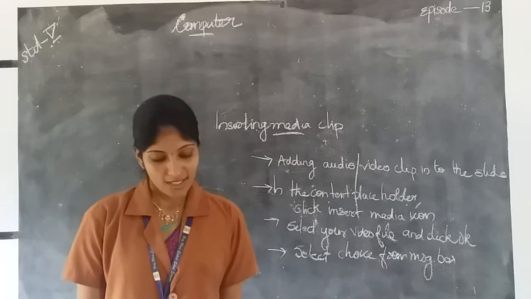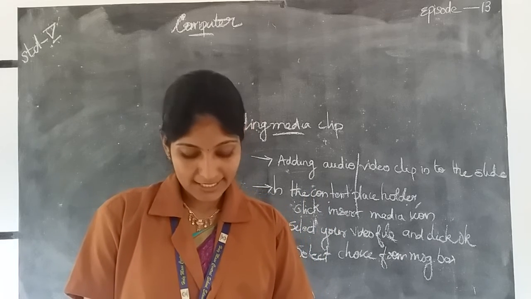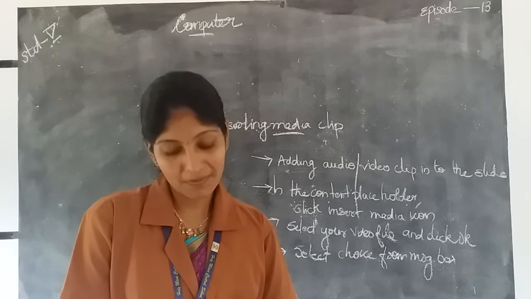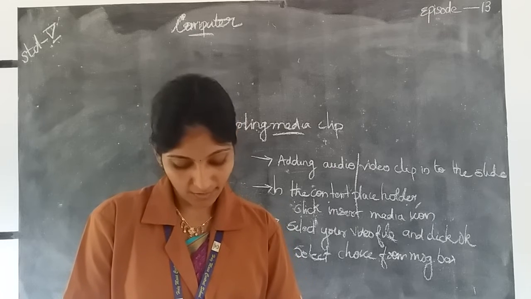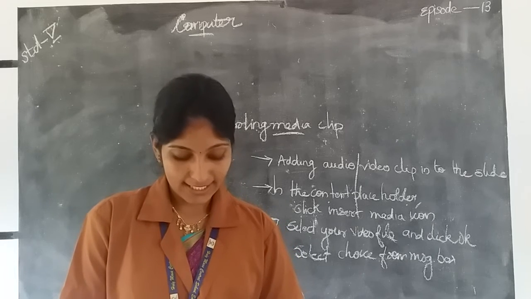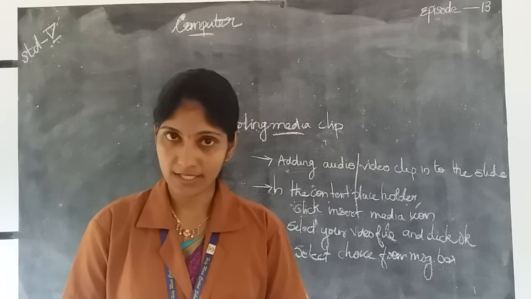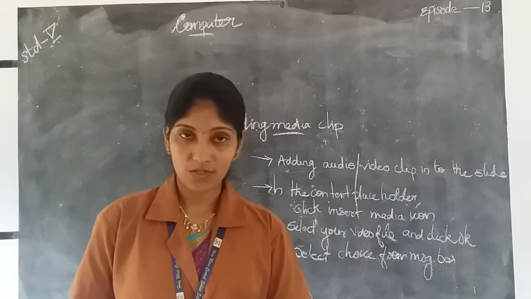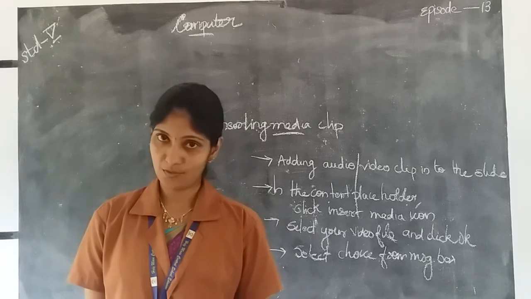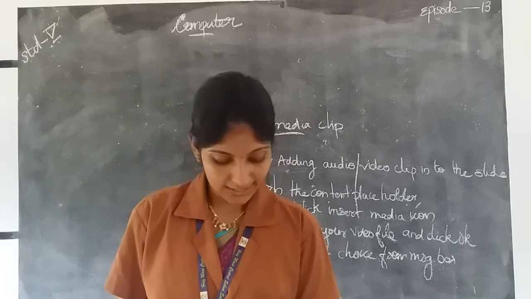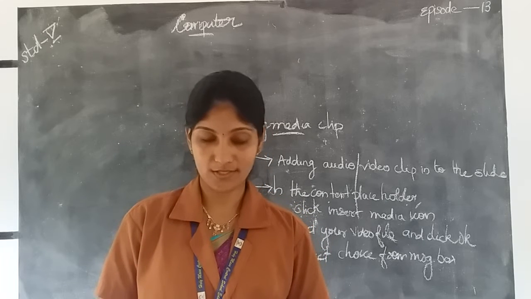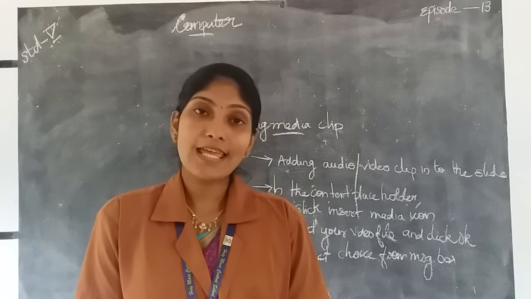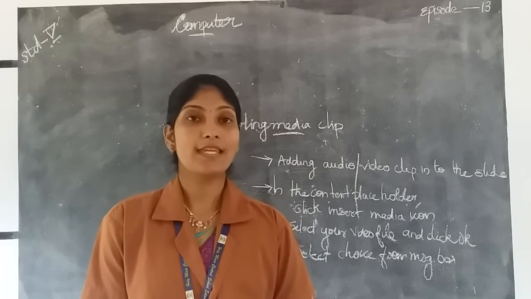So first step, in the content placeholder, click on the insert media clip icon. Second step, the insert movie dialog box opens. Third step, select the file and click on the OK button. Fourth step, a message box appears asking whether you want to play the media automatically or when clicked. So select these choices. Next topic is creating a presentation using a theme.